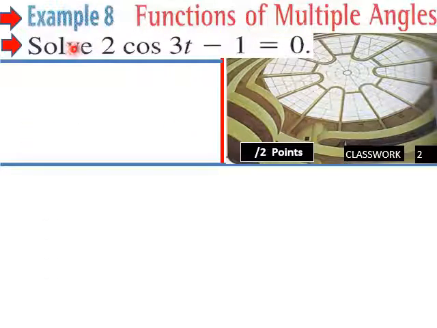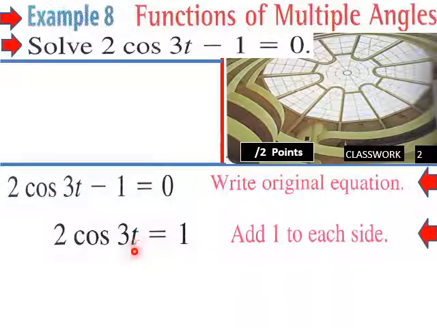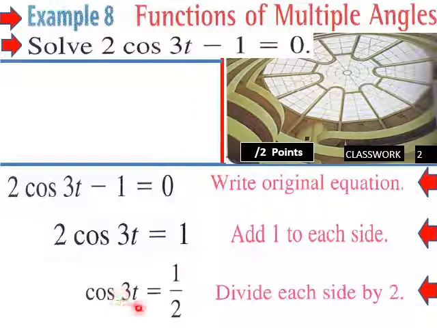functions of multiple angles, solving 2 cosine 3t minus 1 equals 0. So here's the original equation. Add 1 to each side. So we're going to move this over here. Isolate our 2 cosine 3t over here. Then divide through by 2. So now we got cosine 3t equals 1/2.